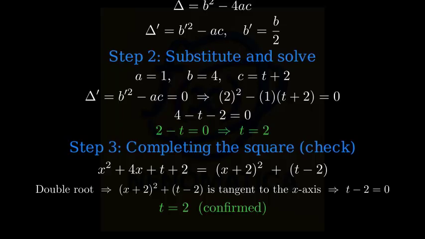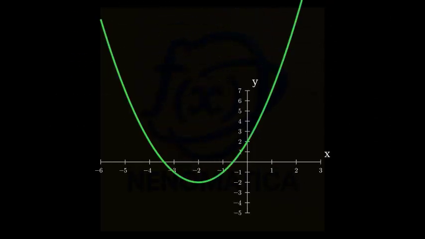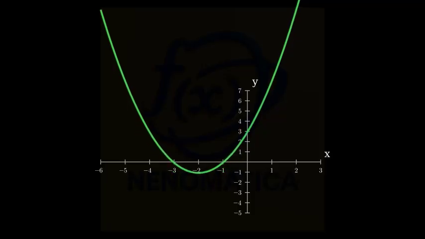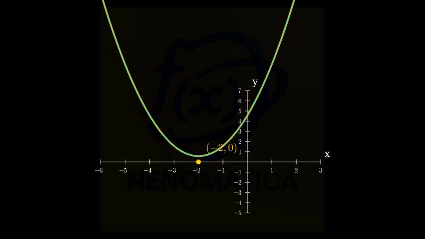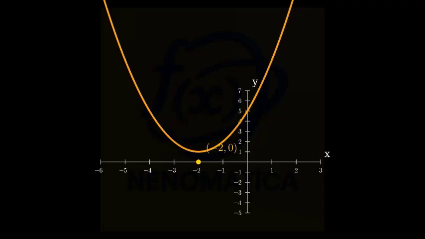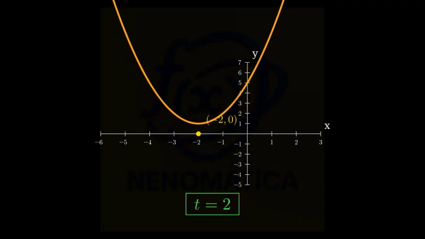Finally, let us see the geometry. We draw axes, and the family of parabolas y equals the square of x plus 2 plus t minus 2. For t less than 2, the vertex is above the x-axis. When t equals 2, the vertex sits on the x-axis at -2, 0, showing the double root. For t greater than 2, the whole graph shifts upward, and there is no real root. Therefore, the value of t that makes the quadratic have a double root is t equals 2.